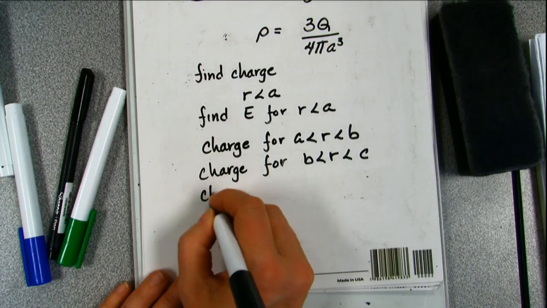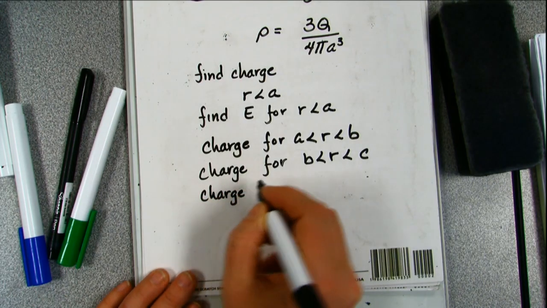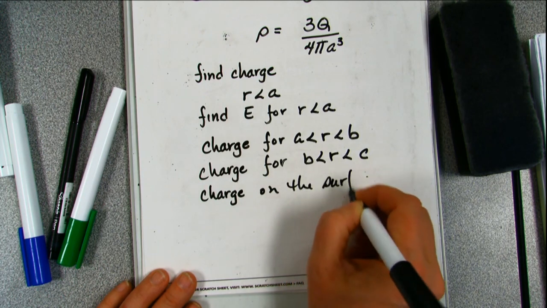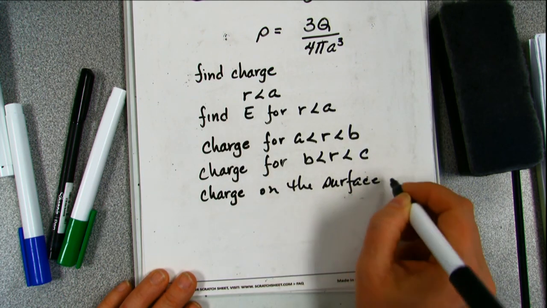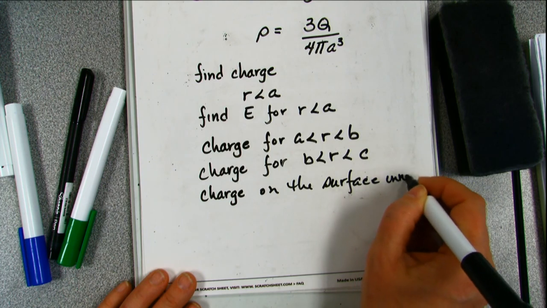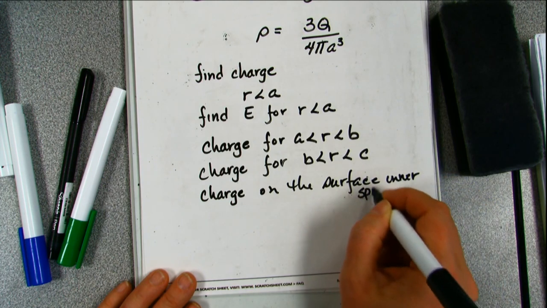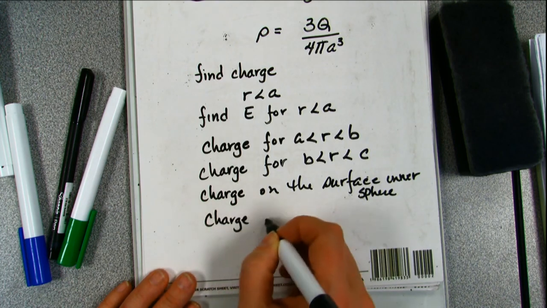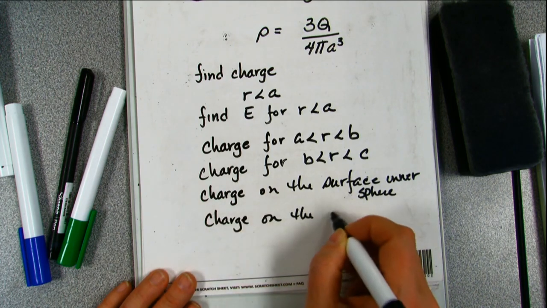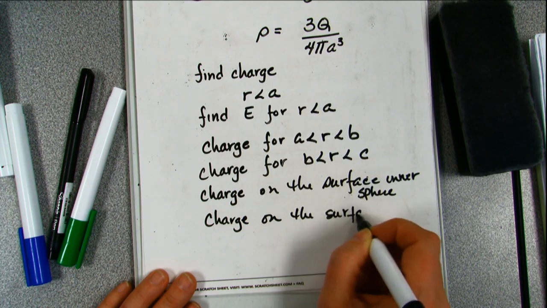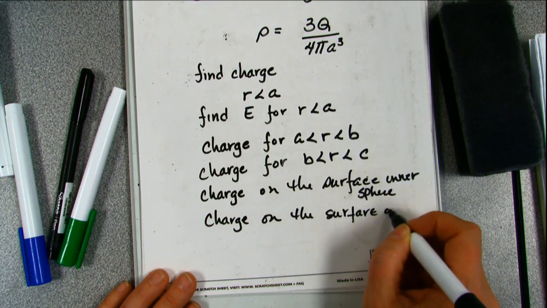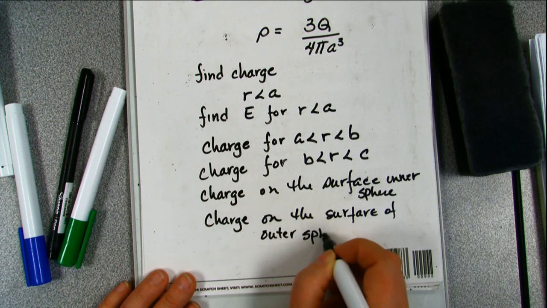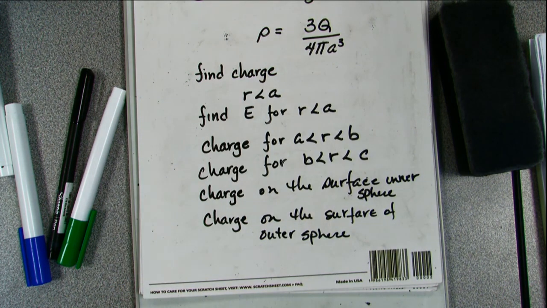I want to find the charge on the surface of the inner sphere. And then I want to find the charge on the surface of the outer sphere. Okay?